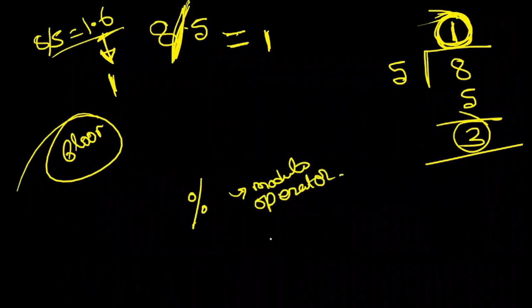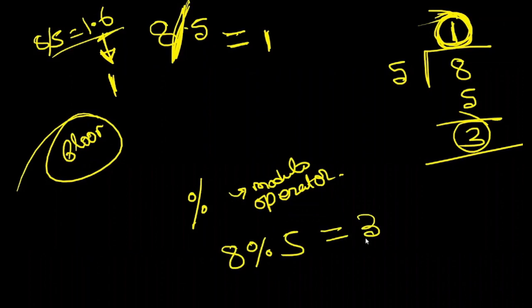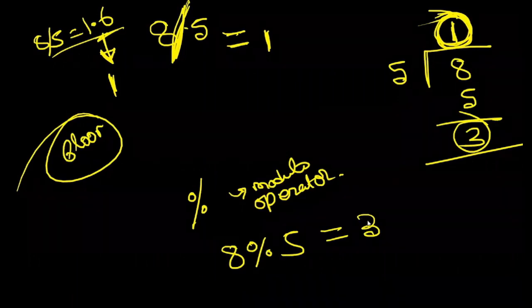So what does it do, guys? It basically gives you the remainder. If I tell you 8 modulo 5, do you know what that means? When you divide 8 by 5, what is the remainder? This will give me the output as 3. So the modulo operator, or the percentage operator, gives me the remainder.